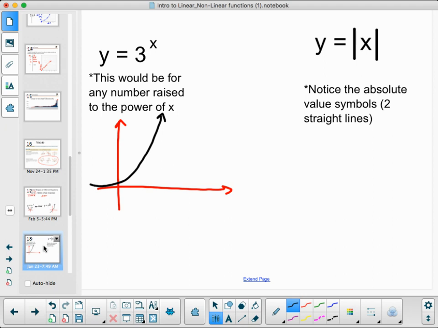All right. Y equals absolute value functions will have 2 straight lines going in opposite directions because the absolute value of a number is telling you basically how far that number is from 0. And a number like -3 has the exact same absolute value as a number like +3. So that's why this would result in a V.